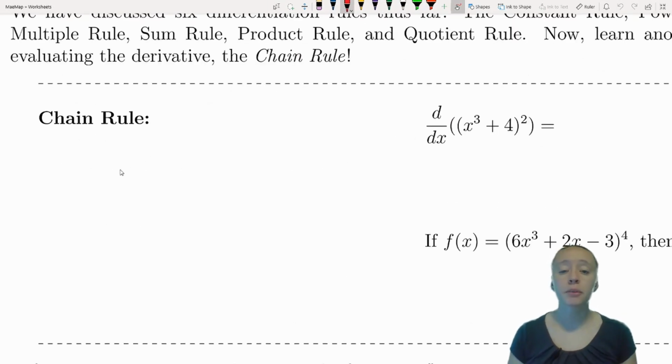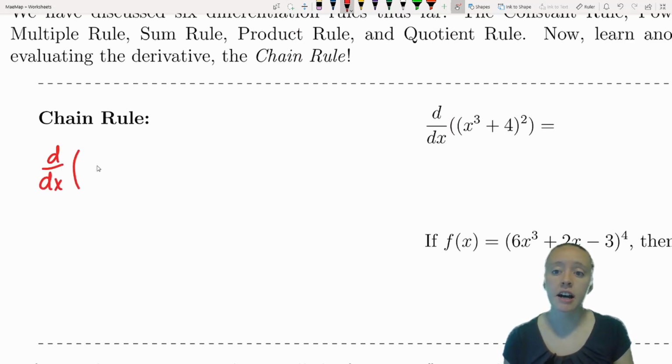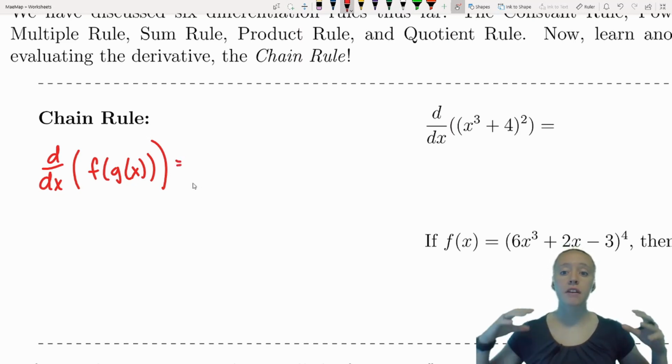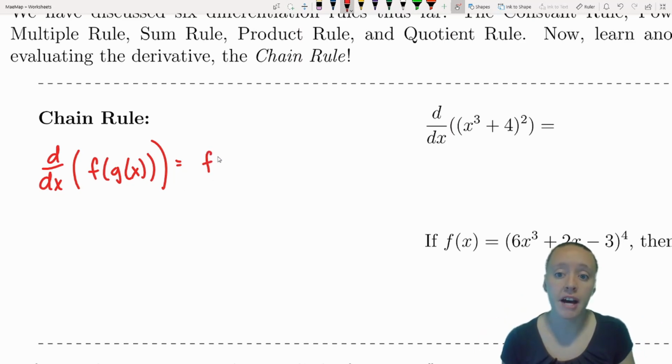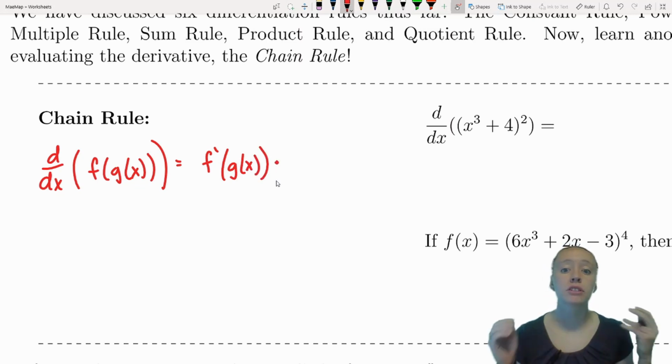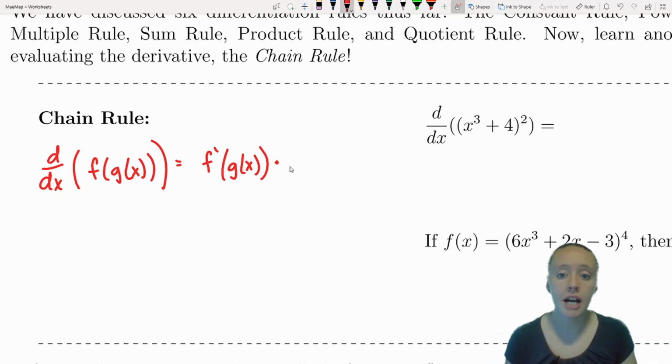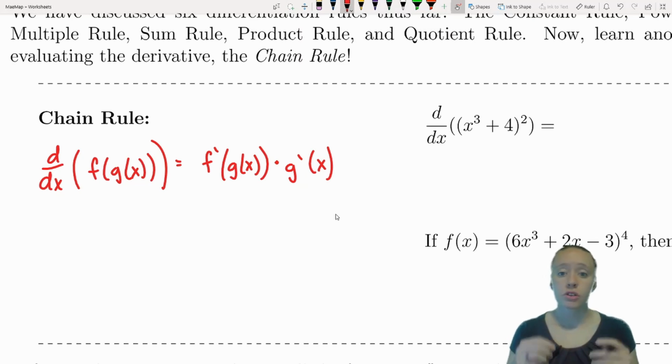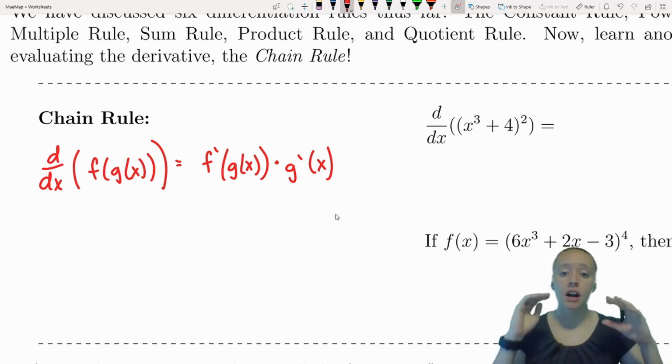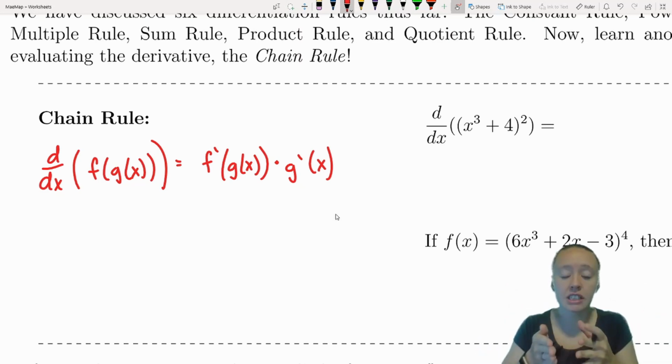So the chain rule is for when we're trying to take the derivative of a function of a function, so the composite of functions. So if I'm trying to find the derivative with respect to x of f of g of x, well, how exactly do I do that? We start by taking the derivative of the outermost function, so we're going to do f prime of g of x, and then we're going to multiply that by the derivative of that inner function, so times g prime of x. So f prime of g of x, the derivative of our outermost function, so leaving that inner function the same, and then we'll multiply by the derivative of that inner function.